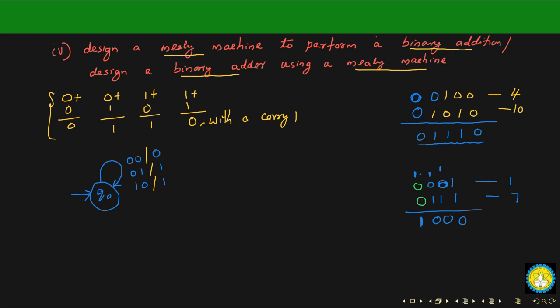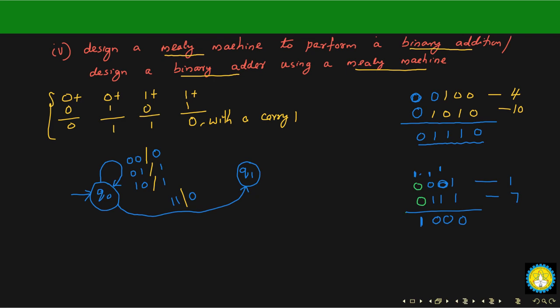So that demands us to move to another state, say Q1. Upon getting a 1, 1, I am going to move to Q1. And the output upon 1, 1 is known to us. It's going to be 0 with a carry 1. So remember very importantly, whenever I get a carry, I am at another state called Q1.